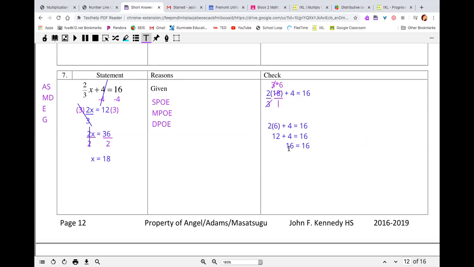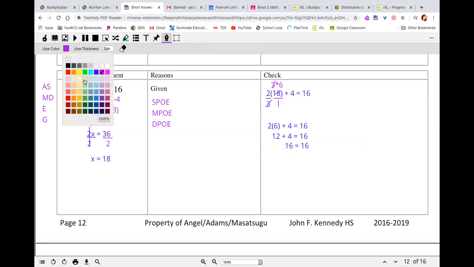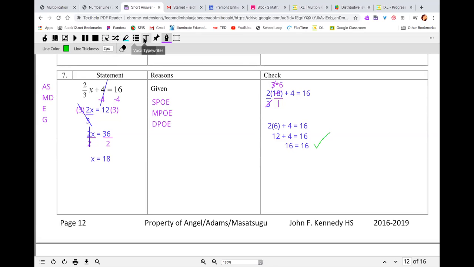So is 16 equal to 16? Yes. So am I all done with this problem? Yes. Cool. I did not make any mistakes because my answers are equal. That means that 18 is a solution to the equation. Okay. All right, true.